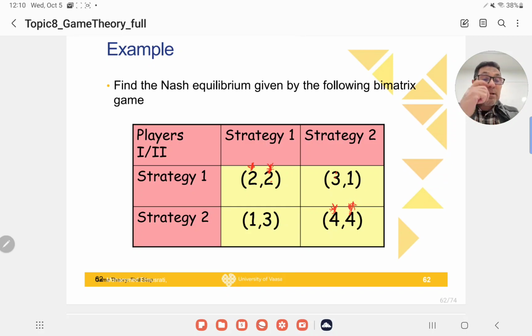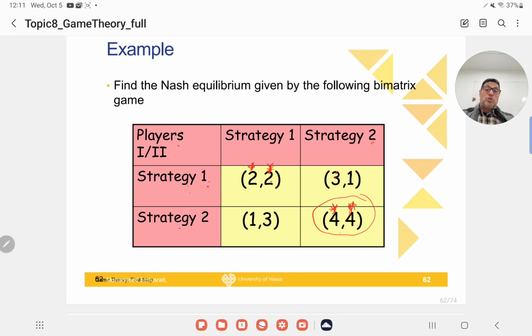So in this example, actually, we have 2 Nash equilibrium solutions. Even if they don't collaborate, every one of them should play this one. So if player 2 decides to play strategy 2, and player 1 decides to play strategy 1, of course player 2 will lose. But actually player 1 could do better by playing strategy 2 as well.